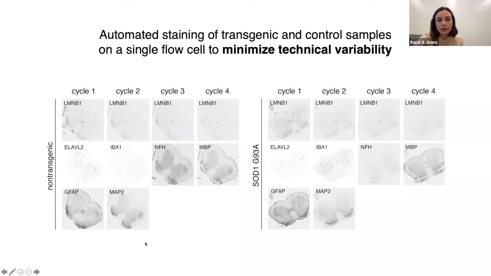Here you can see some spinal cord sections from a non-transgenic mouse, as well as a SOD1 G93A ALS mouse model. They were stained with a number of different cell type markers over 4i cycles. And this was done all on one flow cell in order to minimize the contribution of experimental variability to the difference in the staining that you observe.